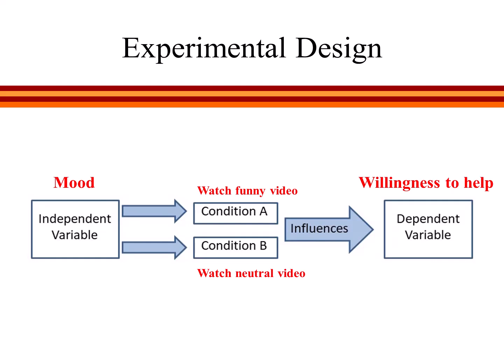First, reverse causality is not a problem because the researchers know in what order the variables occurred. The researchers manipulated mood first, and then they measured willingness to help second. So we know mood had to come first. The same is true in our social media example.